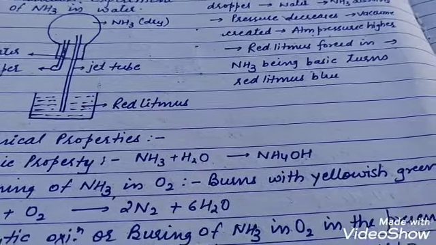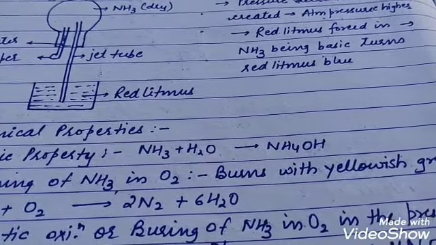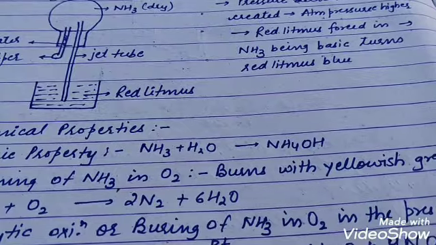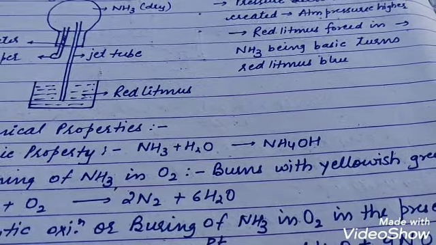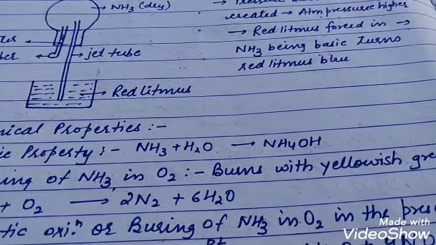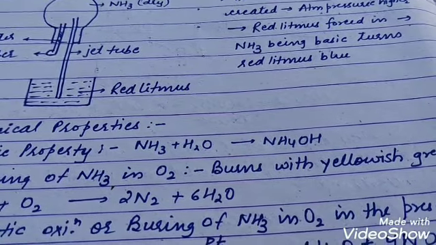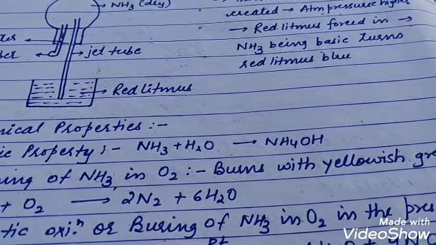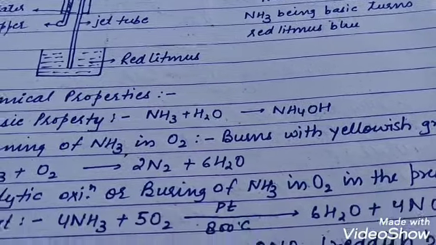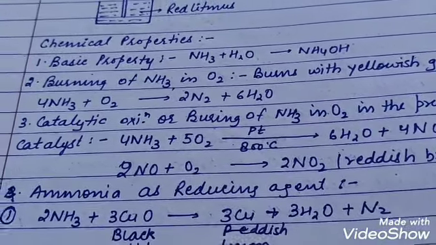Now, what are the physical properties of ammonia? Ammonia is a gas with a pungent smell. Ammonia is lighter than air. It is highly soluble in water. These are all the physical properties of ammonia. You can read it from the book.